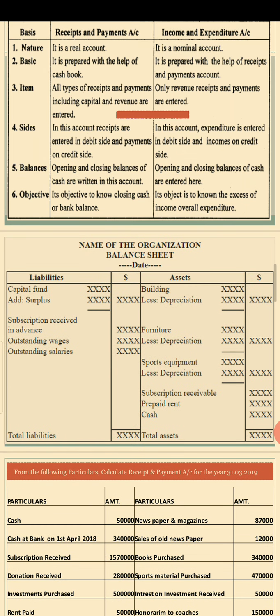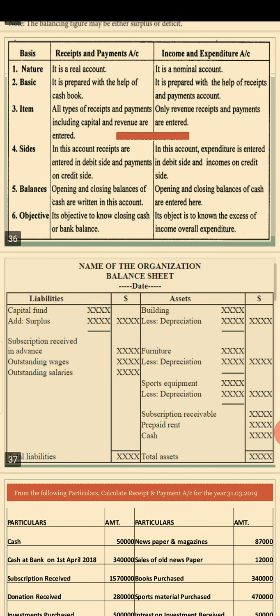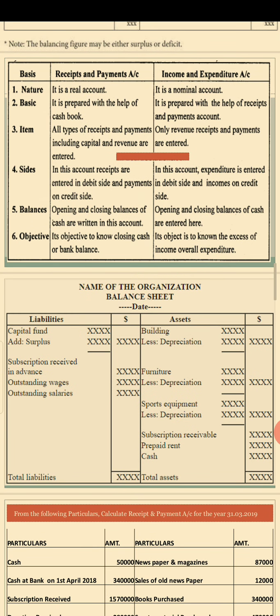Last point is objective. We prepare receipt and payment account to know the closing cash and bank balance. Similarly, the main motto of preparation of income and expenditure account is to know the surplus or deficiency.